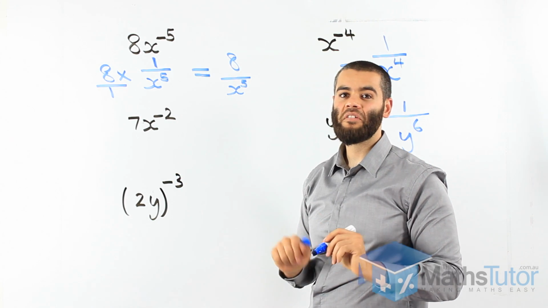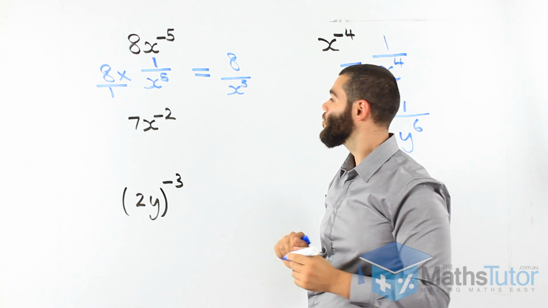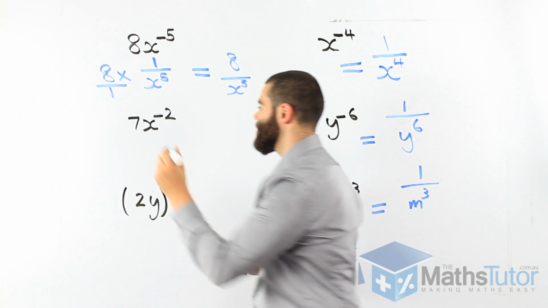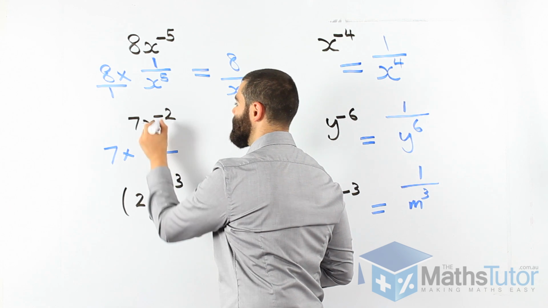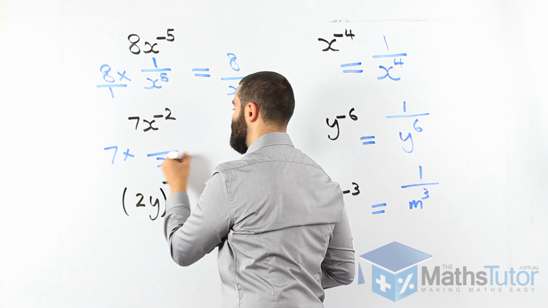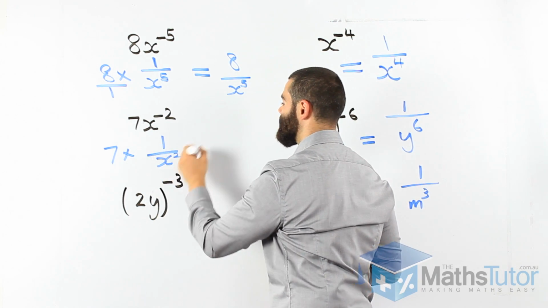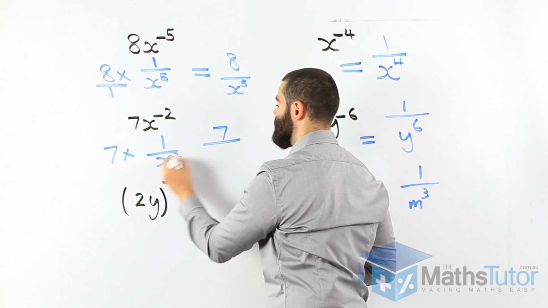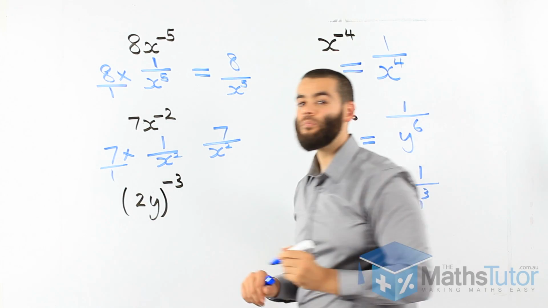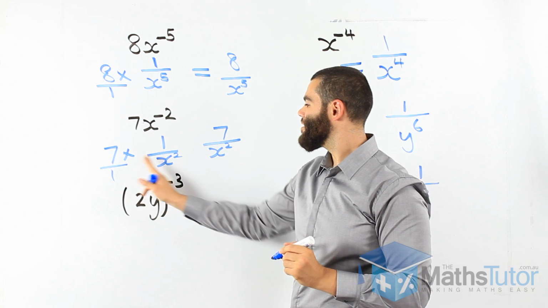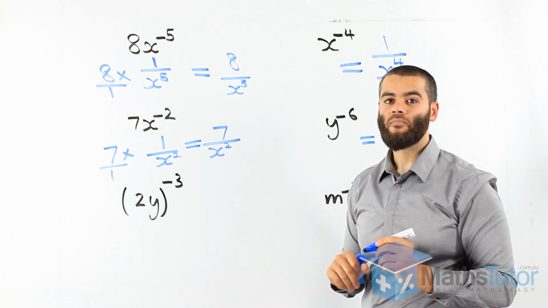This one, we follow the same process. 7x to the power of negative 2. Well, what is the power of negative 2? It is only the x. 7x means 7 times x. We know x is on the bottom with the squared, and the negative is 1 over x squared. So 7 times 1 over x squared, because we know the 7 is really over 1, it's a whole number. 7 times 1 is 7, 1 times x squared is x squared. Our answer is 7 over x squared.